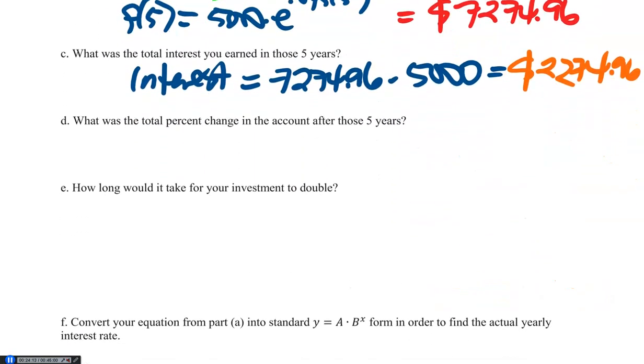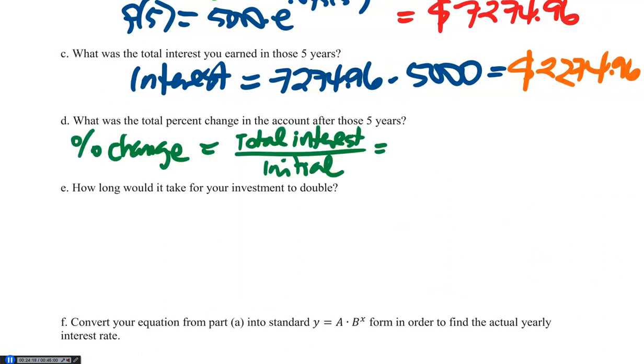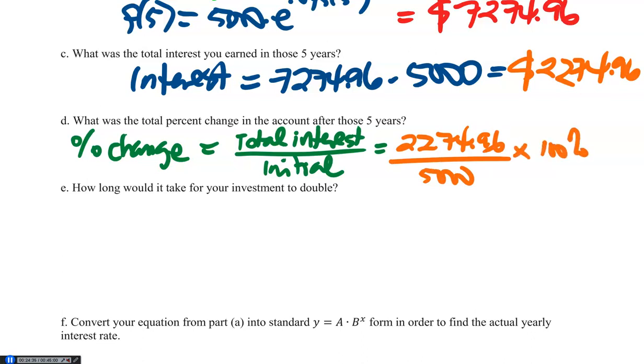What was the total percent change in the account after those 5 years? Total percent change is equal to the total interest over the initial amount, which is 2,274.96 over 5,000, and multiply this by 100%. So what was the total percent change? It would be approximately equal to 45.5%.